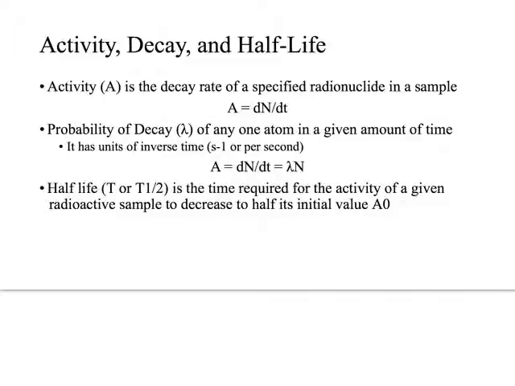And then we can talk about the probability of decay, which we sometimes symbolize with this lambda sign, of any one atom at any given time in that sample. So we've got a bunch of tritium floating around in this room, let's say. The probability of decay is the chance that any one of those atoms floating around this room will go through this decay process in hopes of being stable.